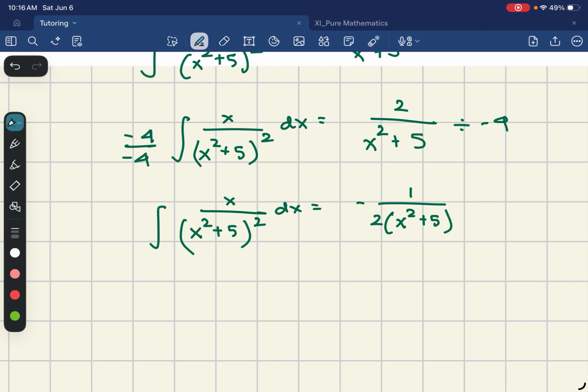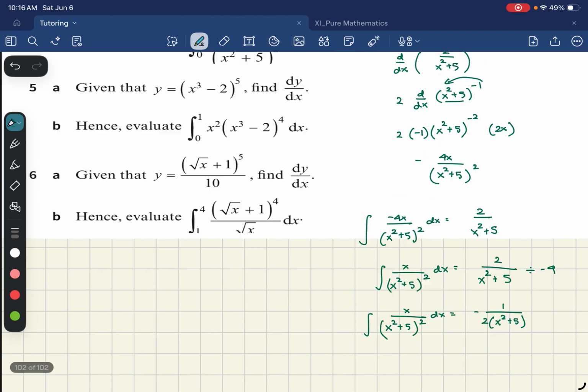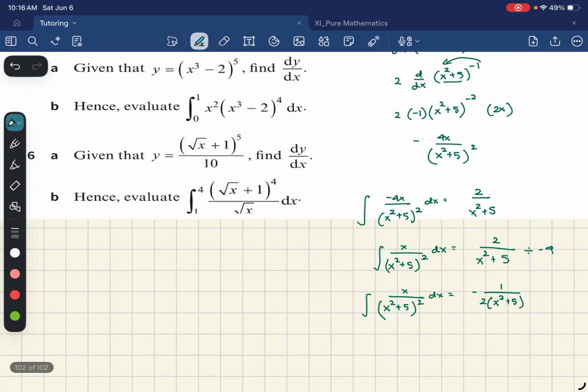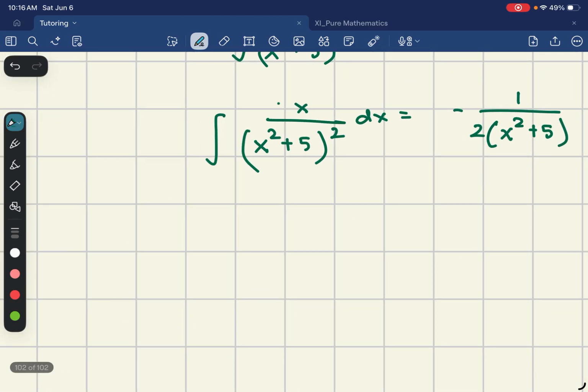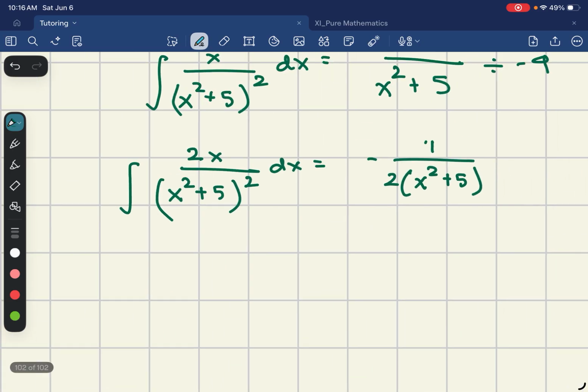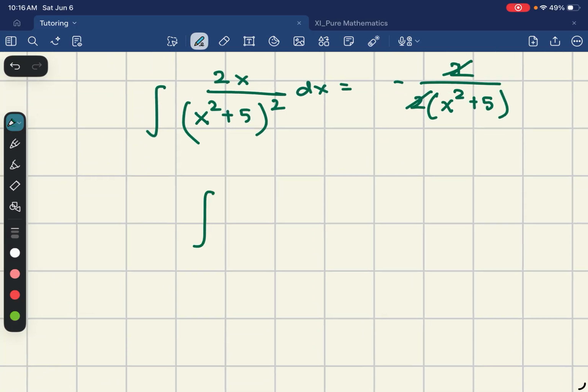This will cancel out, and if I divide by -4 on my right hand side, I get an expression that looks like this. But I need to find if I have 2x in my numerator. So if I multiply by 2 here, I need to multiply by 2 on this side as well. And these will cancel out. So the indefinite integral of 2x over x squared plus 5 squared dx is just -1 over x squared plus 5.